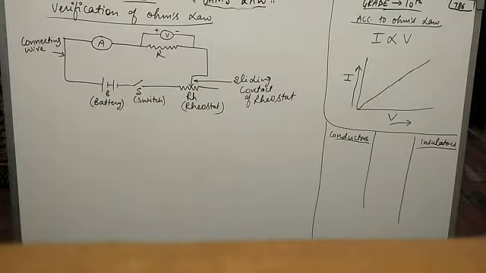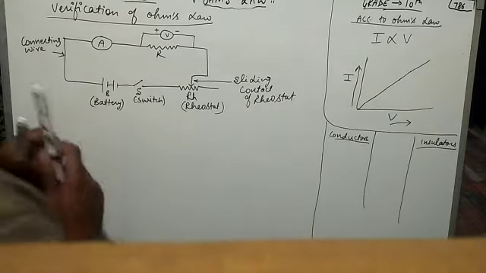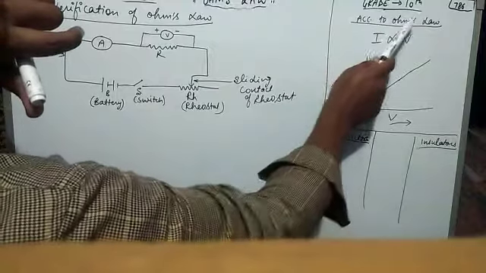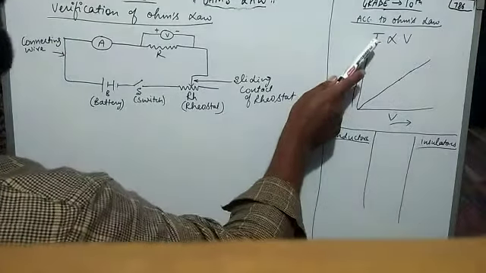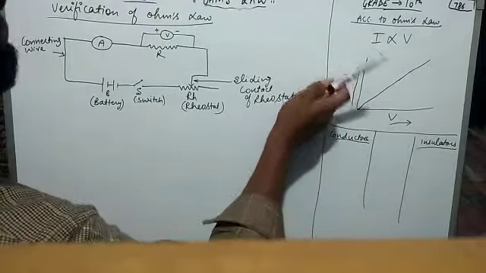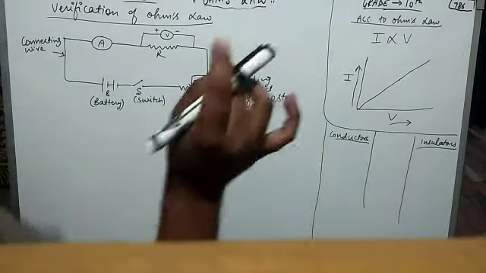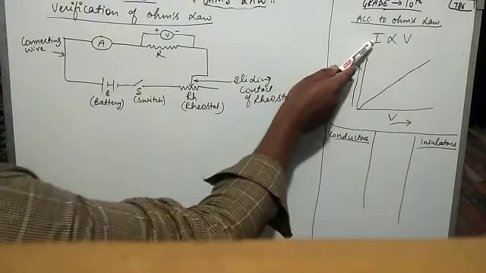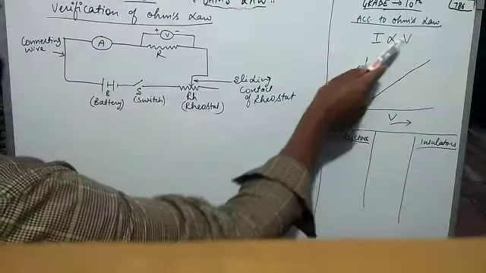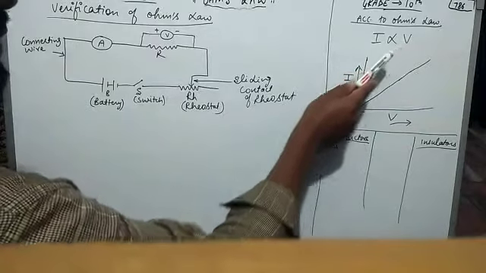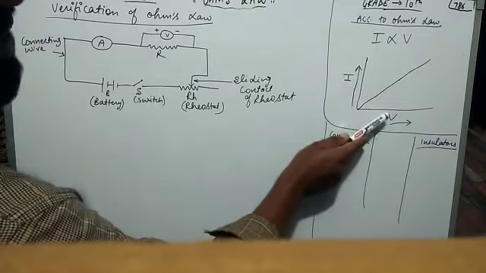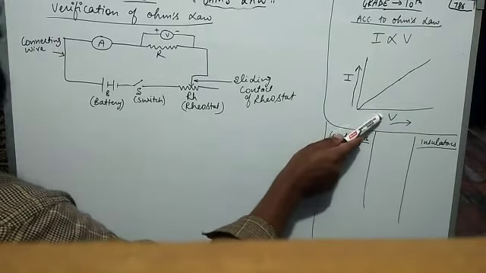Next topic. Look, kids, we have just discussed Ohm's law. According to Ohm's law, current flowing through a wire is directly proportional to the potential difference across its ends. It means current and potential difference are directly proportional. The same has been shown by the graph. This is exactly the IV curve or IV graph.